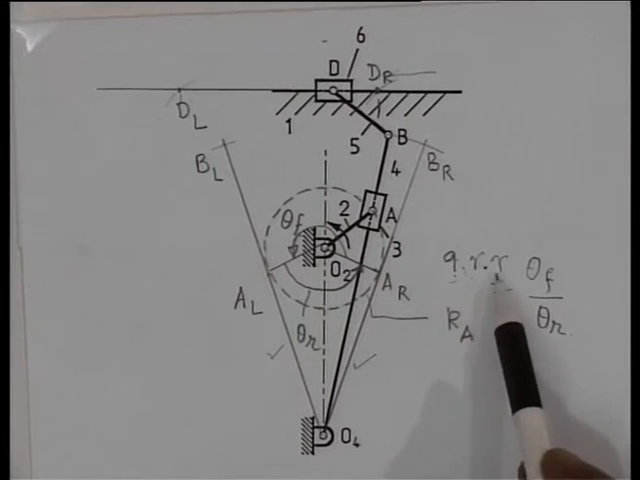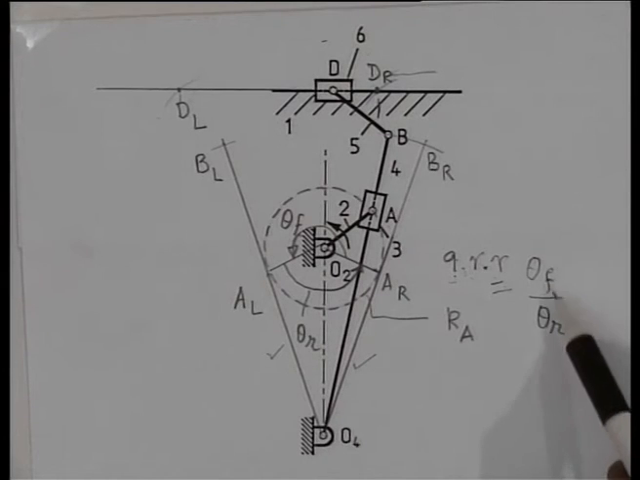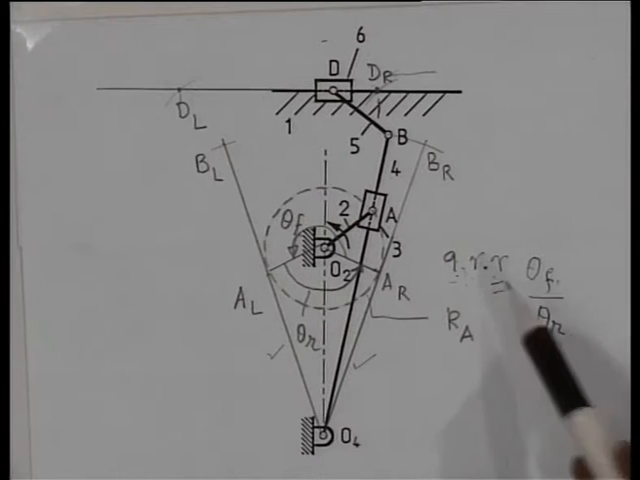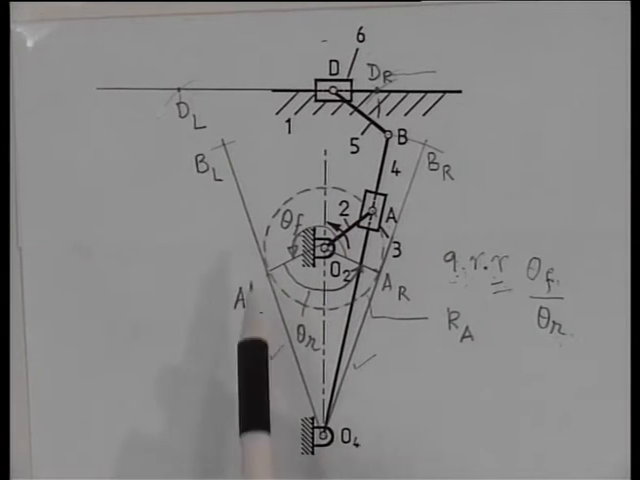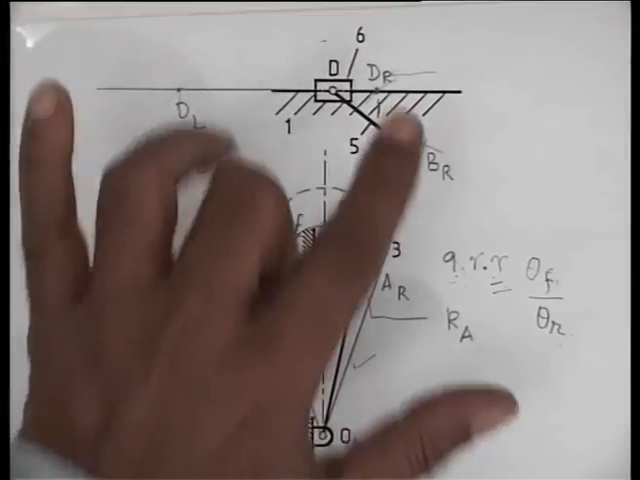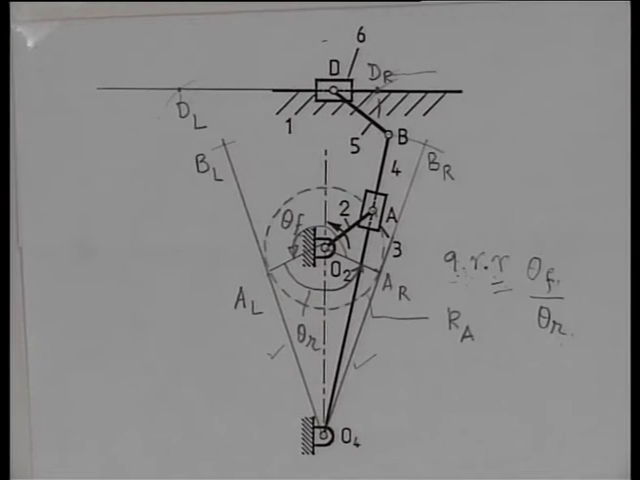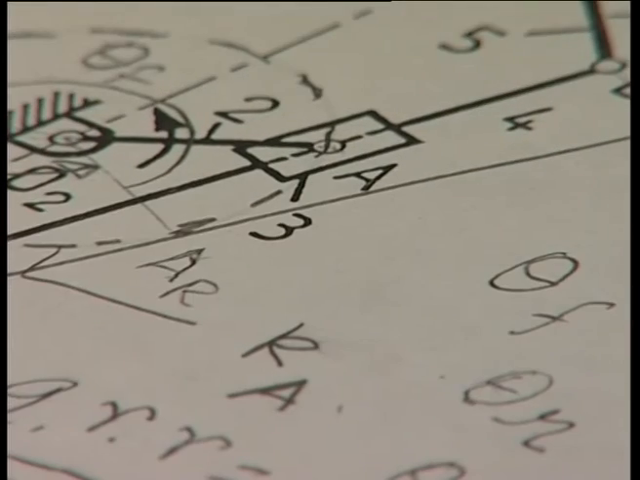Consequently, QRR, which is theta f by theta r, when both of them tend to the same value 180 degree, reduces. That is, this mechanism is okay for producing quick return effect so long the stroke of the tool is sufficiently large and the quick return effect continuously decreases as the stroke length of the tool decreases.